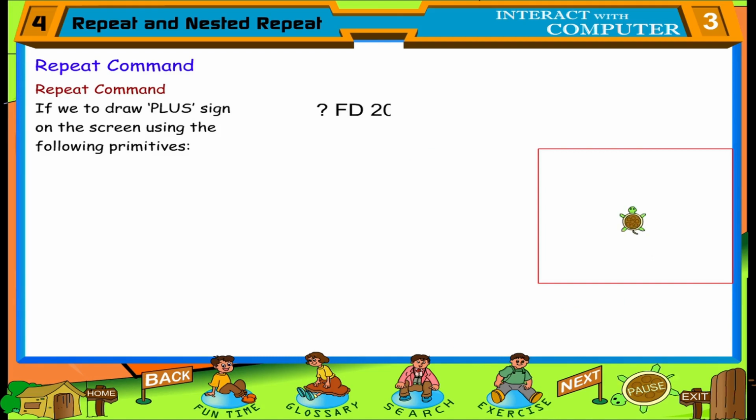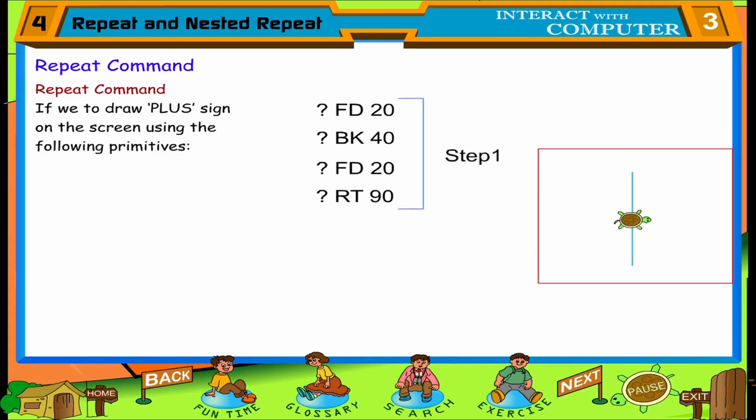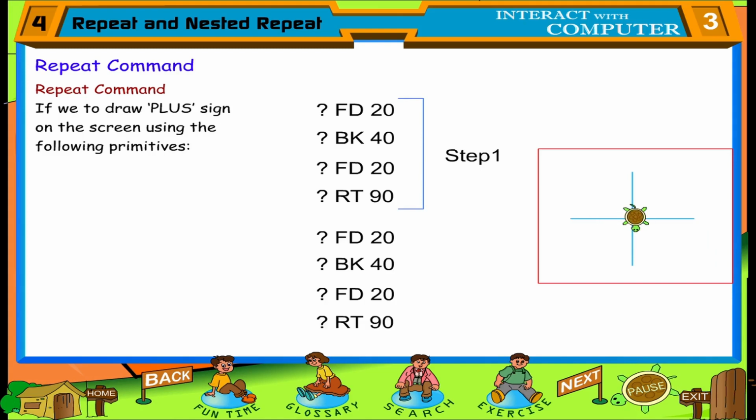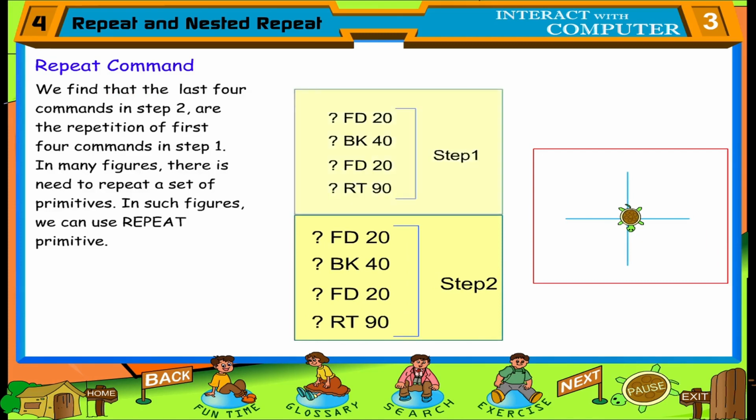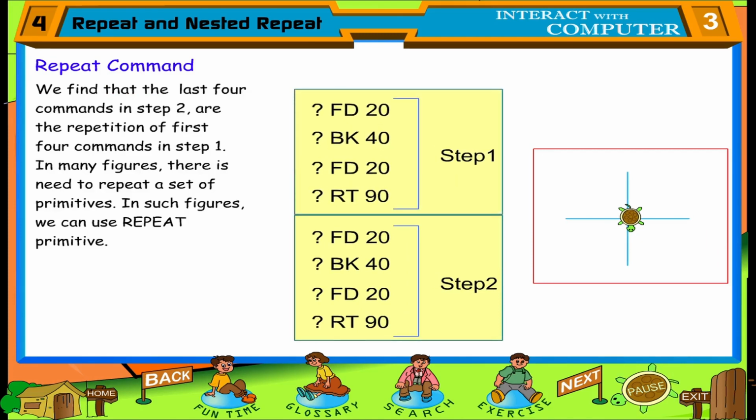Step 1. FD 20, BK 40, FD 20, RT 90. Step 2. FD 20, BK 40, FD 20, RT 90. We find that the last 4 commands in Step 2 are the repetition of the first 4 commands in Step 1. In many figures, there is a need to repeat a set of primitives.